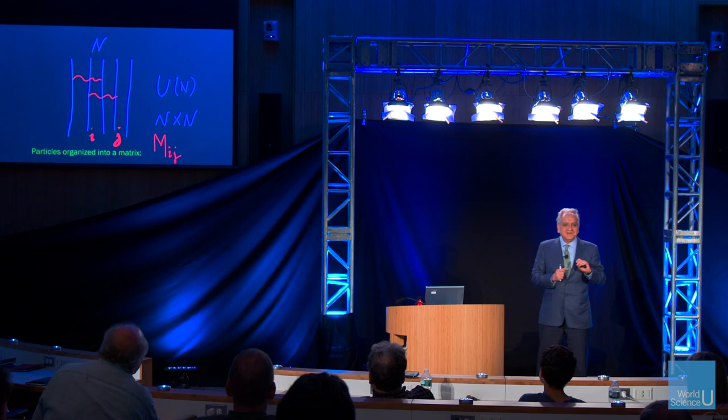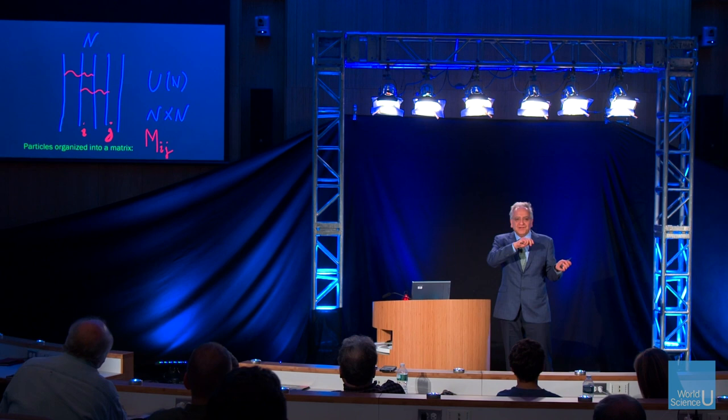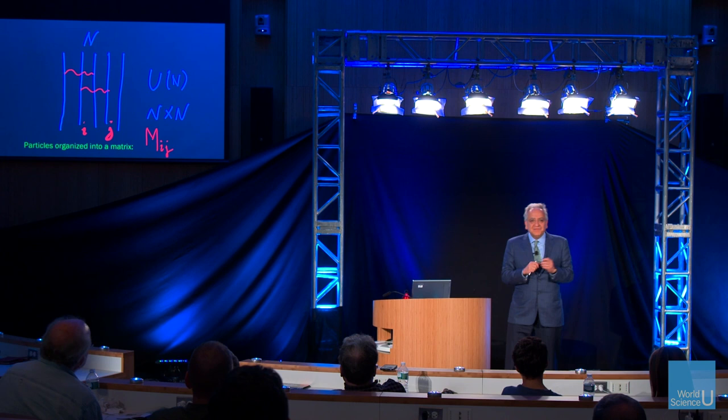So this maps the possibilities of a string to an n by n matrix of where they start and where they end. And this turns out to be related to the fact that n by n matrices can describe forces in physics. Gauge forces have a symmetry principle which is captured by an n by n matrix, and this is a geometric way that string theory captures it.